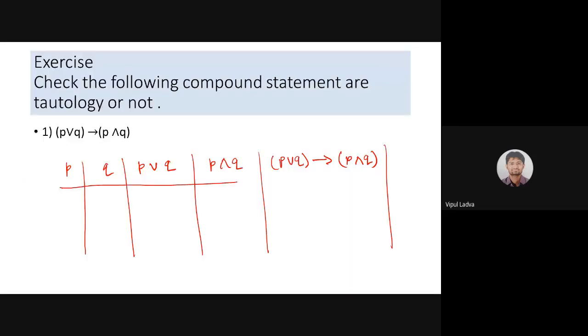अगर इसमें सारे true आ रहे, then this compound statement will be known as a tautology. If सारे false आ रहे, then that compound statement will be known as a contradiction. अगर थोड़े true, थोड़े false आ रहे, it is a kind of mixture, then we will be labeling that as a contingency. So I'm giving you 3 minutes. Try to identify whether this particular compound statement is tautology or not. Quickly, all of you are supposed to do that.